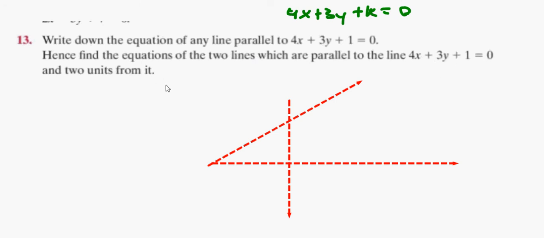Now, hence find two equations which are parallel to the line 4x plus 3y plus 1 and 2 units from it. Find me a point on this line. Any point on this line will do me. Just find me a single point that's on that line.